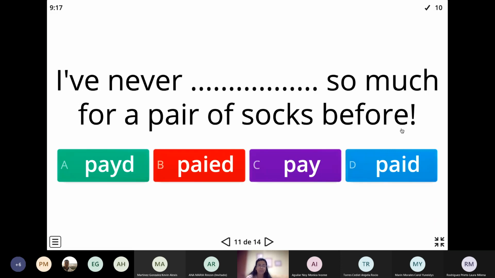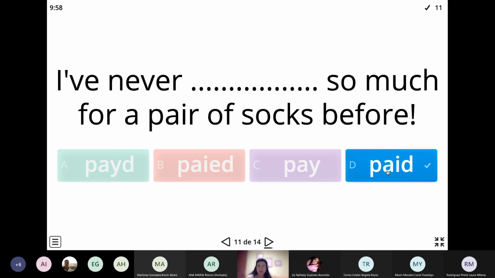I've never paid so much for a pair of socks. D. Very good. Can you read it, please? Can we read it? I've never paid so much for a pair of socks. Socks, what does it mean? Stockings. Socks. Very good. Okay, and the last three questions.